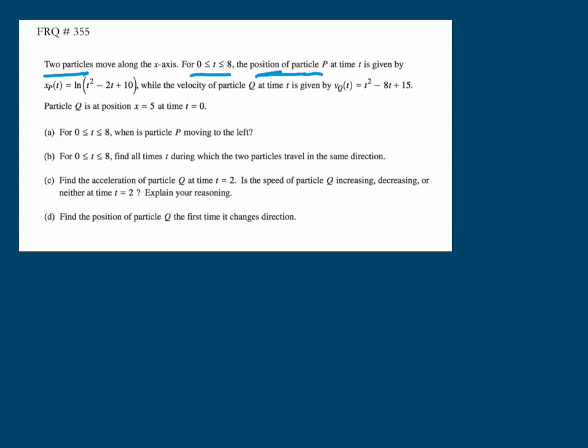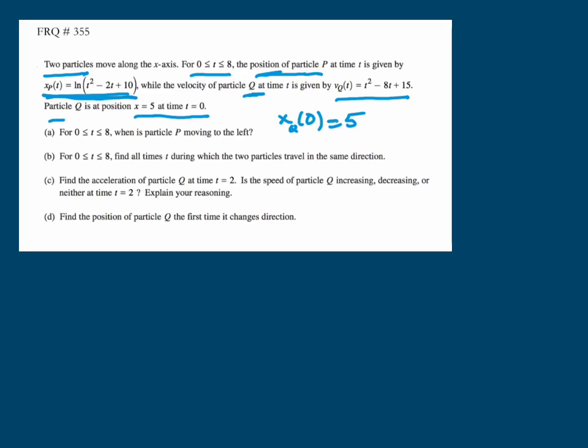function is given by xp of t. So this is the position function of P and the velocity function of Q. So we have two different things, a position and a velocity. For particle Q, they give you that xq of 0 is equal to 5. So it's set up with two particles. One is giving you position and the other one is giving you velocity. So you just have to take that all into consideration.